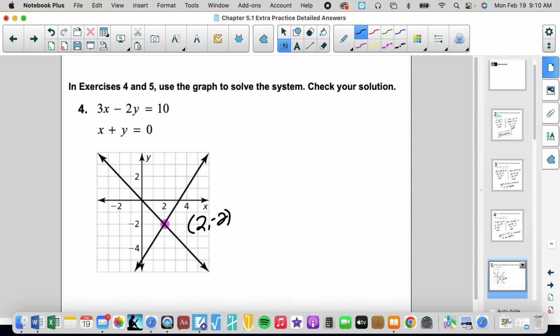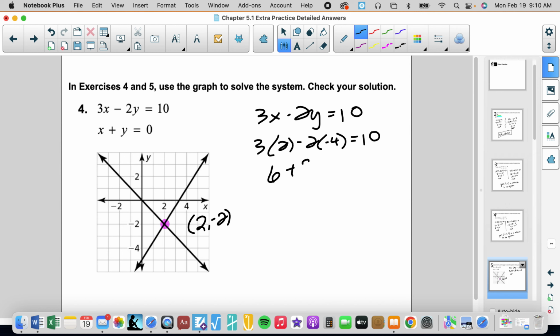So that is 2 on the x, -2 on the y. So they're saying that is the point of intersection. So we're going to take each of these equations and plug in those x and y values. 6 plus 8 equals 10? 14 does not equal 10. So I don't even have to go any further. I know that that is not the point of intersection, that they graphed those lines incorrectly, or those lines don't represent the equations provided.